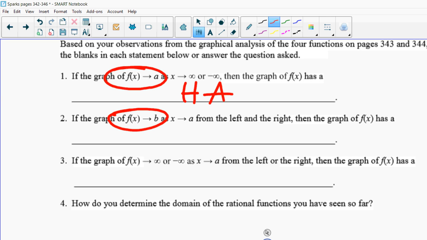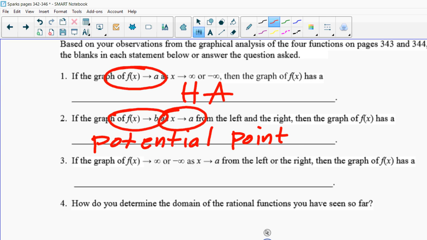If the graph approaches some number b, as x approaches some number a. So as x is approaching some number, the y values are approaching the same number. Now I'm going to write this. I have a potential point discontinuity, meaning I have a potential hole.